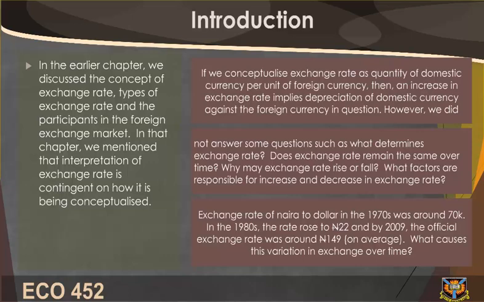However, we did not answer some questions such as what determines exchange rate? Does exchange rate remain the same over time? Why may exchange rate rise or fall? What factors are responsible for increase and decrease in exchange rate? Exchange rate of Naira to dollar in the 1970s was around 70 kobo. In the 1980s, the rate rose to 22 Naira, and by 2009, the official exchange rate was around 149 Naira on average. What causes this variation in exchange over time?